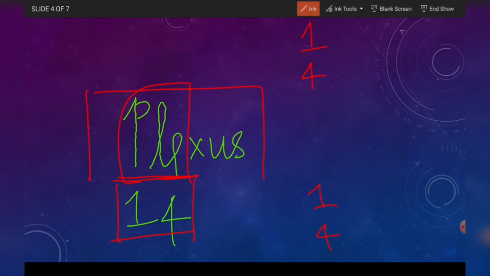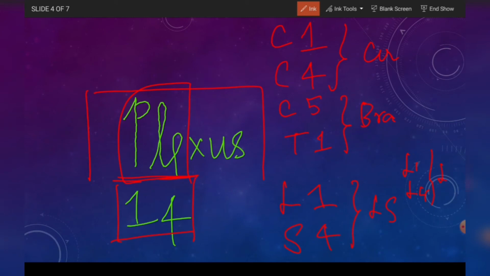It is very important to remember these numbers. C1 to C4 is our cervical plexus, then L1 to S4 is our lumbosacral plexus. After C4 we will have C5, so C5 to T1 is our brachial plexus. Again, L1 to L4 is our lumbar plexus, and the remaining will be our sacral plexus, that is, the lumbosacral plexus is divided into lumbar plexus and sacral plexus.